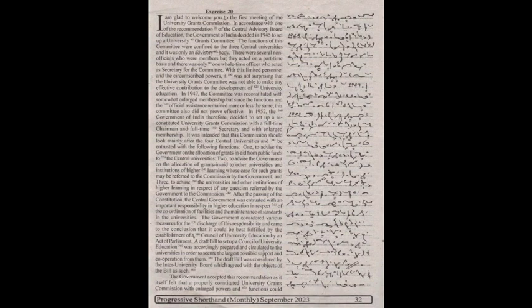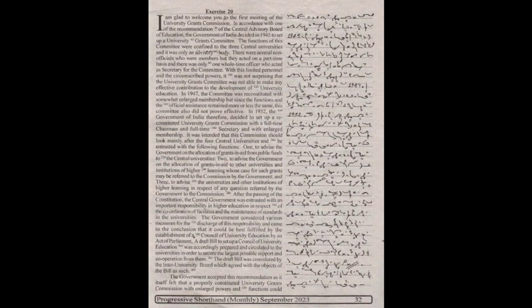It was intended that this commission should look mainly after the four central universities and be entrusted with the following functions: 1. To advise the government on the allocation of grants-in-aid from public funds to the central universities. 2. To advise the government on the allocation of grants-in-aid to other universities and institutions of higher learning whose case for such grants may be referred to the Commission by the government. And 3. To advise the universities and other institutions of higher learning in respect of any question referred by the government to the Commission.